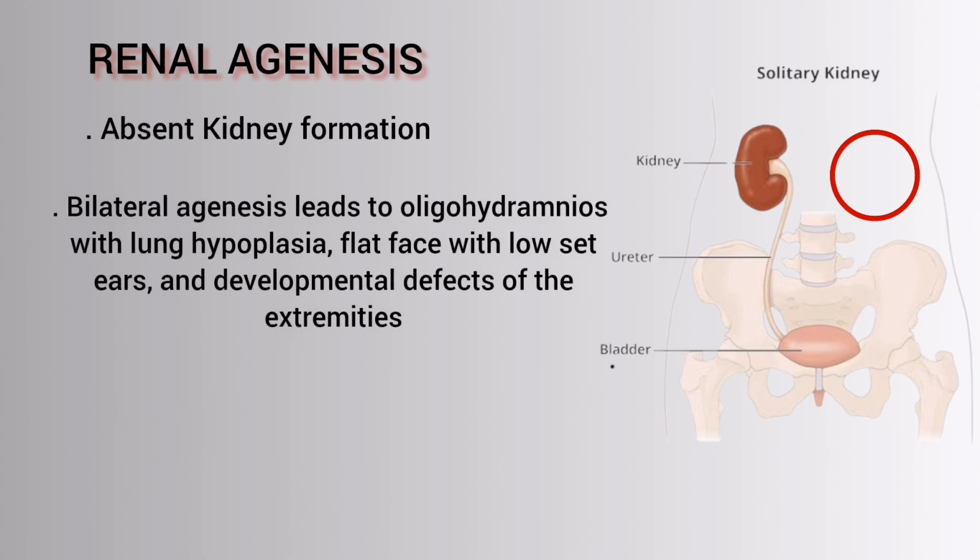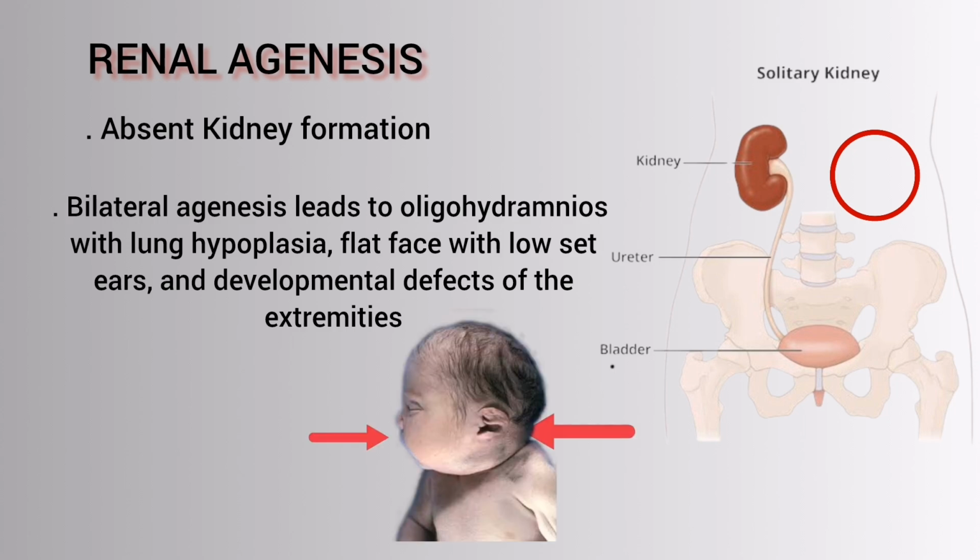The bilateral agenesis leads to oligohydramnios, meaning low amniotic fluid, with lung hypoplasia. Flat face with low set ears. This is actually the child presentation in case of the renal agenesis. If the agenesis is bilateral, it leads to oligohydramnios, and the child will present with lung hypoplasia, having the flat face with low set ears and developmental defects of the extremities, which is known as the Potter sequence. Potter sequence includes the lung hypoplasia, flat face, and the extremities defects.